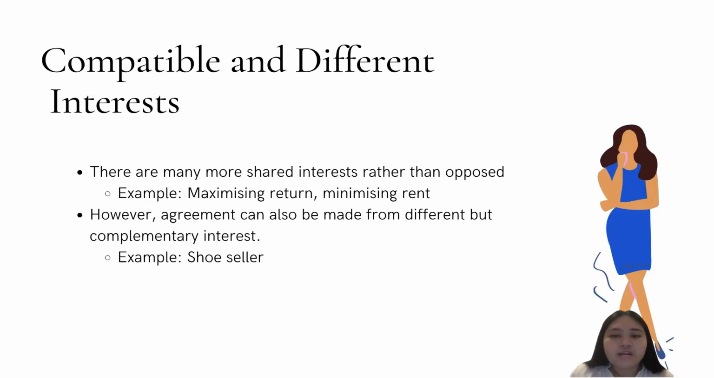Additionally, agreements can also be made from different interests, for example, between a shoe seller and a consumer. The transaction involves two things: money and shoes, which both of the parties value. However, one party might value one thing more than the other, like the shoe seller would be more interested in money and you would be more interested in the shoes, hence the transaction. They are different, but they are complementary. So differing but complementary interests can both serve as the building blocks for a wise agreement.